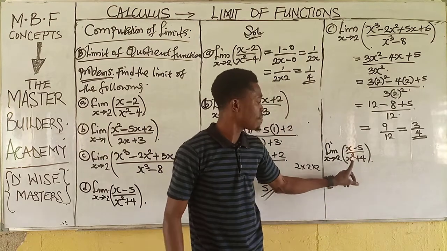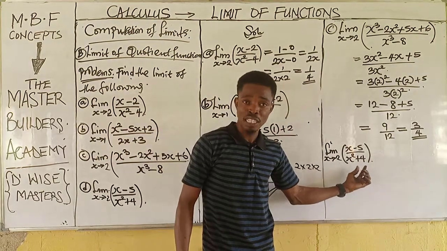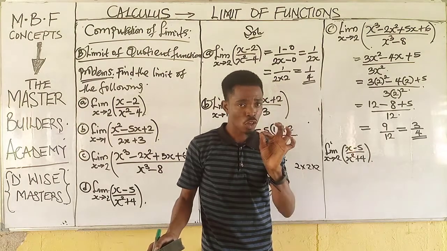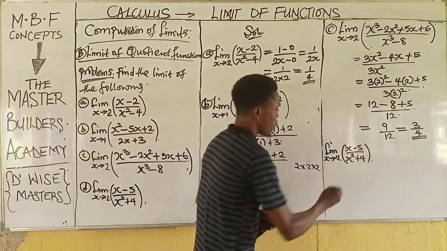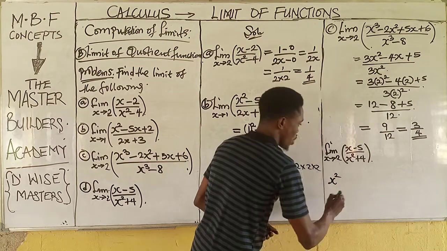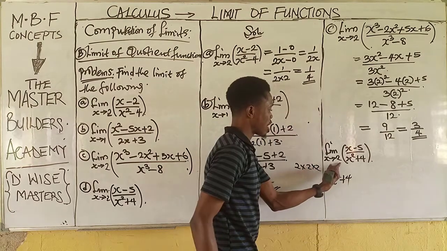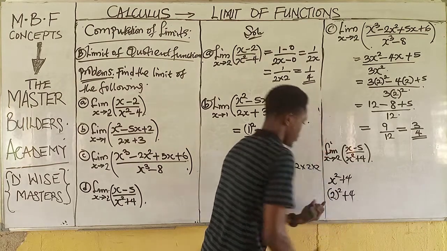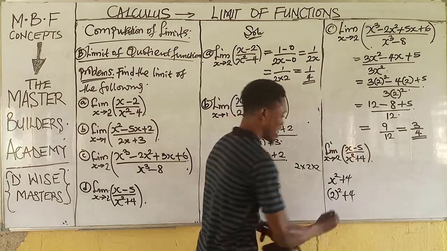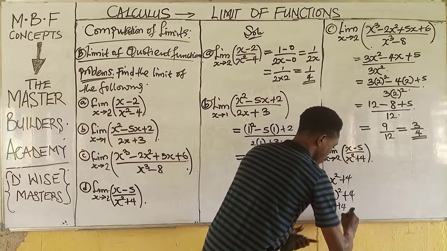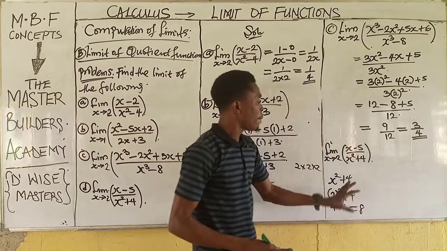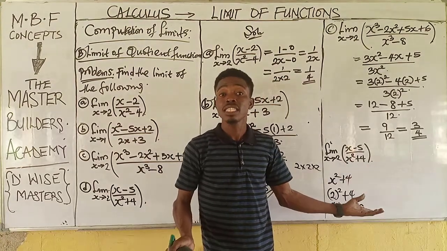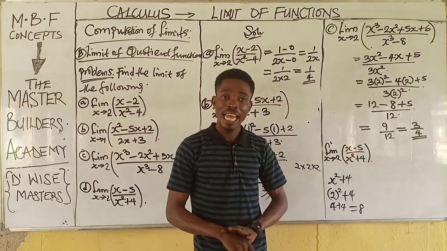Now also we have a quotient function here, numerator and denominator. And what do we do? We pay attention to the denominator. Now we have the denominator as x squared plus 4. When I substitute for x, I'm going to have 2 raised to the power 2 plus 4. And when I square 2, I have 4. And 4 plus 4 would have given us 8. So by first substitution, we have the denominator to exist. That means there is no need to use L'Hospital.